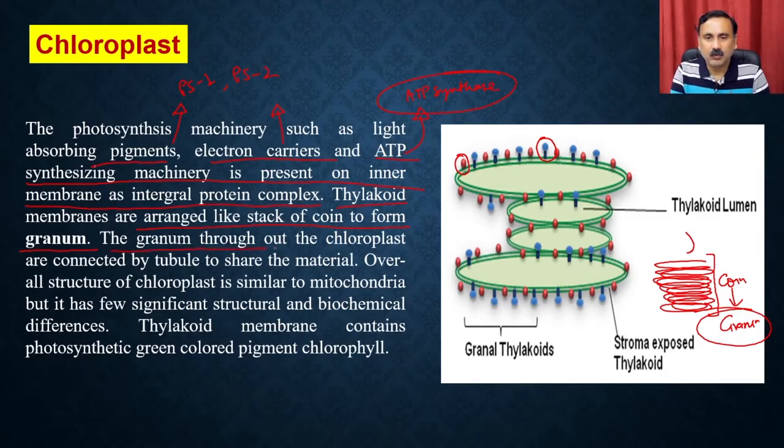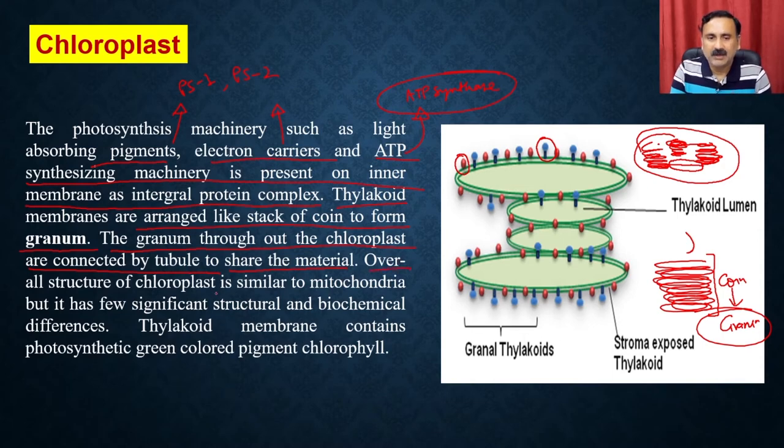The granum throughout the chloroplast are connected by a tubule to share the material. So these granums are present in a chloroplast. So you see that if you have a chloroplast, the inner membrane is going to fold to form one set of granum. Then it is going to be connected, and then it is going to form another set of granum, and then it is going to be connected and it will form the third layer of granum. So these are going to be connected by the tubules, and that's how they are able to share the material between the different granums.